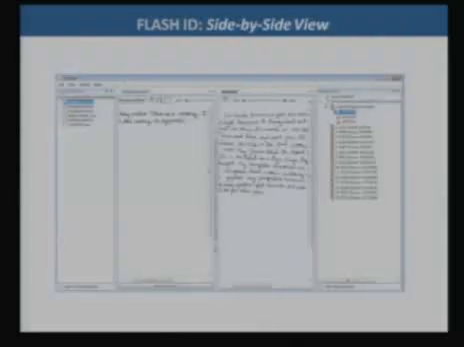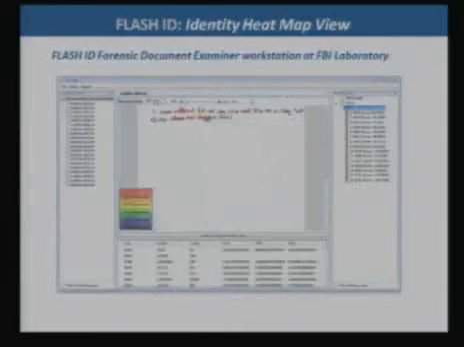I'll just talk about some of the features of the system. It's a fully functional system, totally lights out, totally automated. One of the features is a side-by-side comparison of the known and the question. This particular one's a bank robbery note. On the left-hand side is the note, and on the right is the corresponding London letter for the writer of that note.